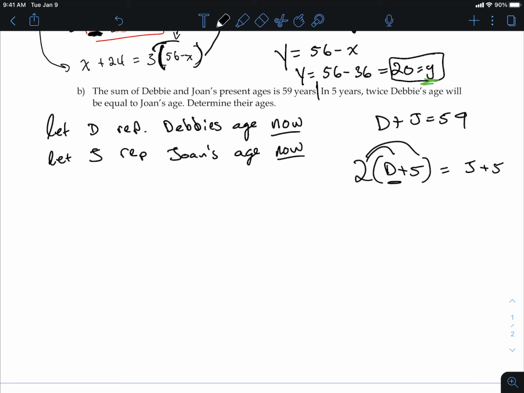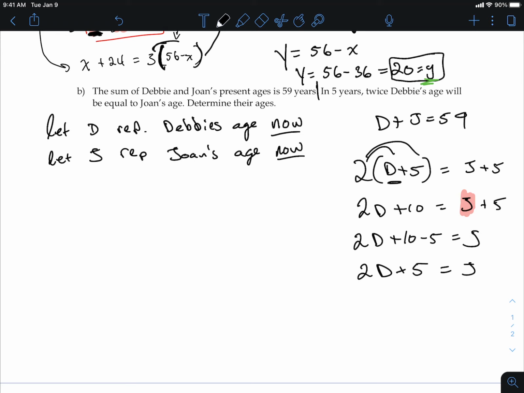Okay, so we're going to go 2D plus 10 is equal to J plus 5. And then I would just get J by itself with this equation. If you want to switch the 5 over to the other side, you subtract it from both sides. So I get 2D plus 10 minus 5 is equal to J. 2D plus 5 equals J.